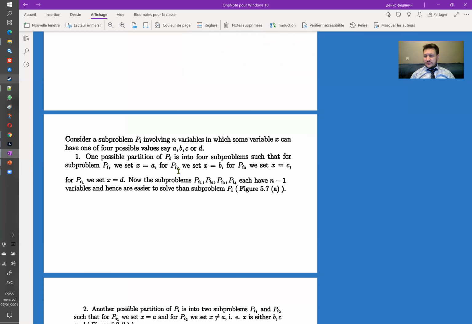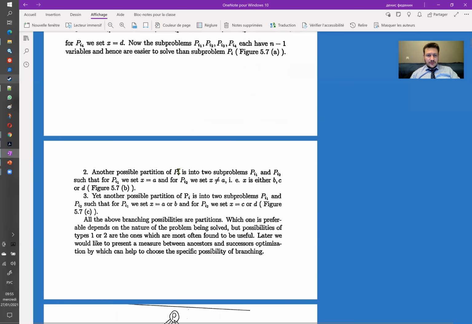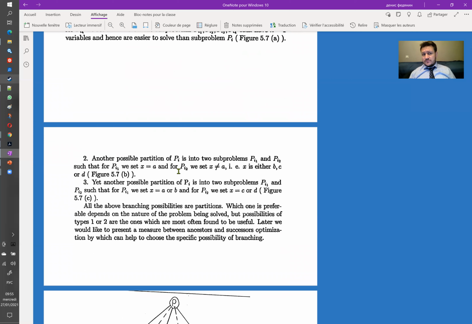But it's not our focus right now. Okay, first one. It looks like it is very difficult to imagine other variants, but indeed there are some of them. So the second one is just a binary tree. It generates a binary tree.